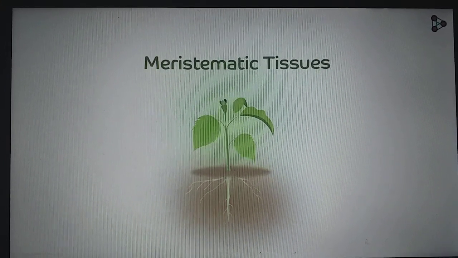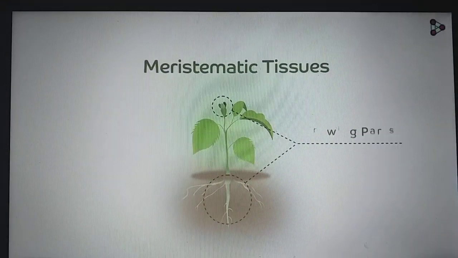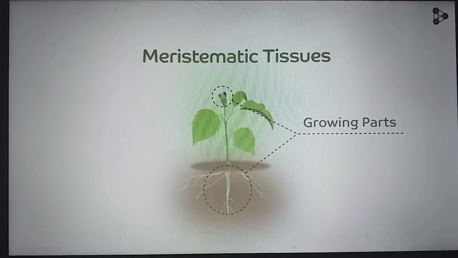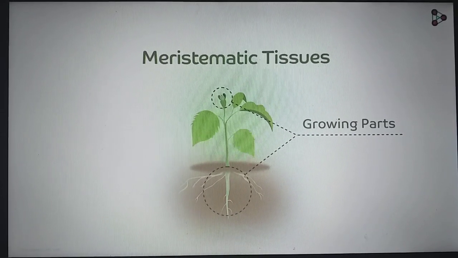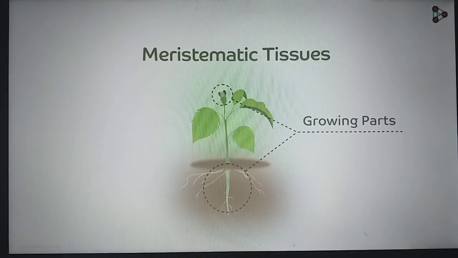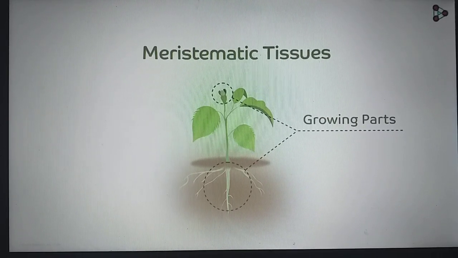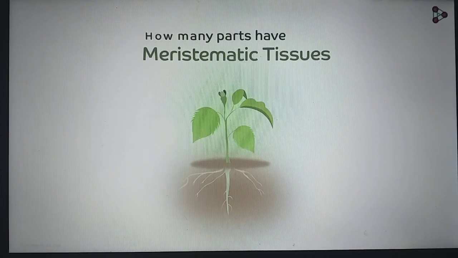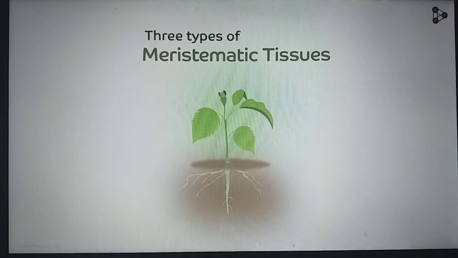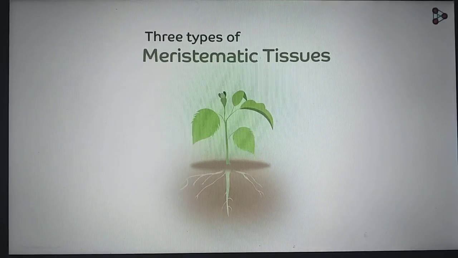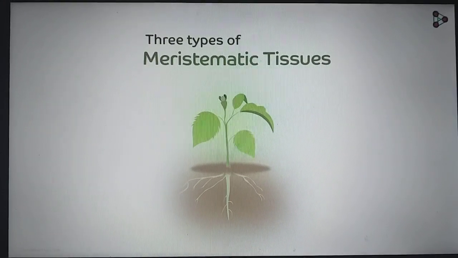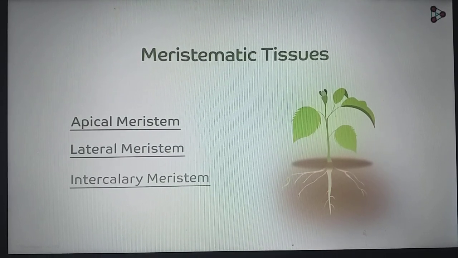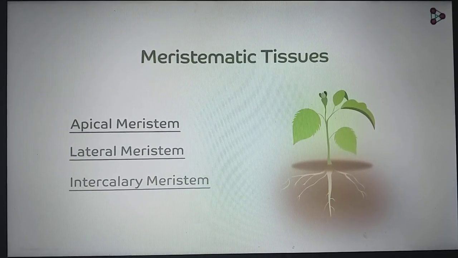Now, where will we find these tissues in a plant? They are at the places where the plant part shows growth, that is, the growing part. As we have studied in the last video, all the parts of the plant do not grow. The growth is restricted to certain parts of the plant. Meristematic tissue has been named differently based on the part where they are found. There are three types of meristematic tissues: apical meristematic tissue, second is lateral meristematic tissue, and third is intercalary meristematic tissue.